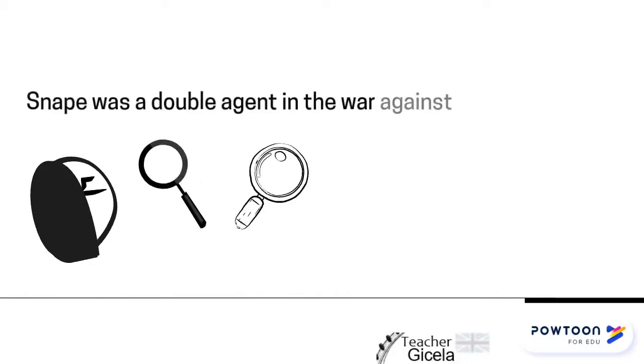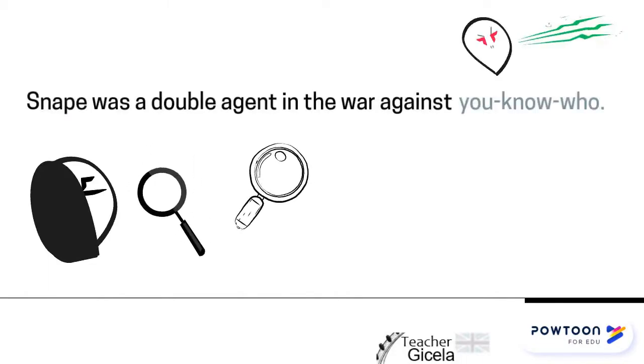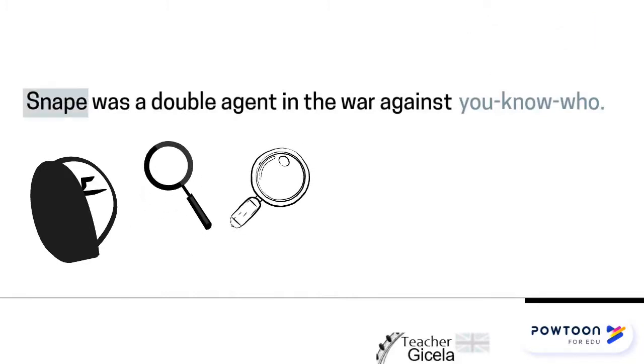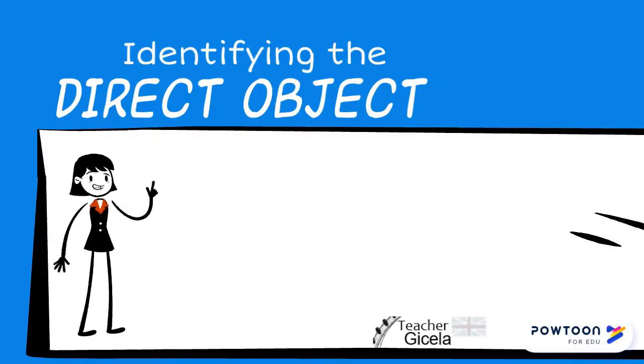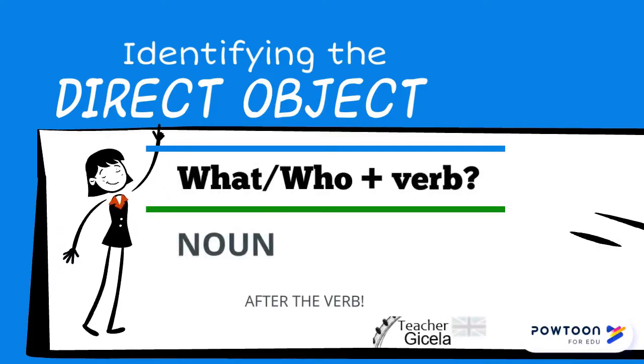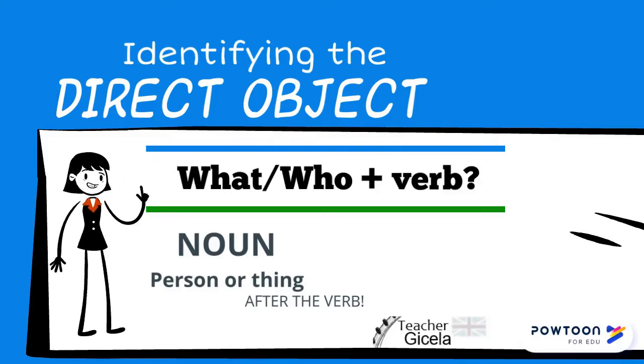Okay, one last example. Snape was a double agent for the war against you know who. Subject, Snape. Verb, was. What was he? A double agent. Very good. Let's review. The direct object answers the question what or who plus the verb in the sentence. If that question isn't answered with a noun, meaning a person or a thing, then it's not a direct object.